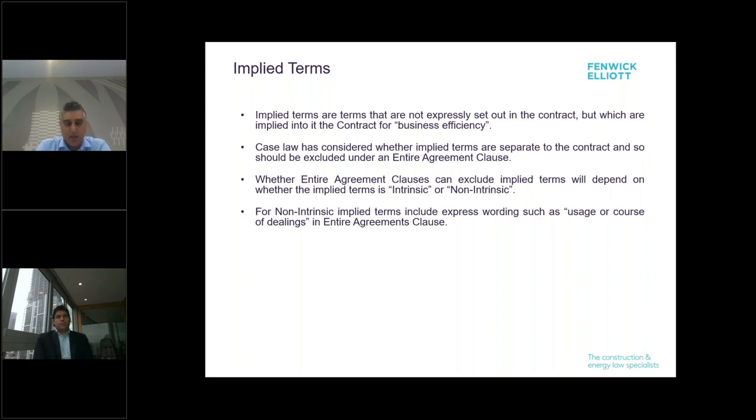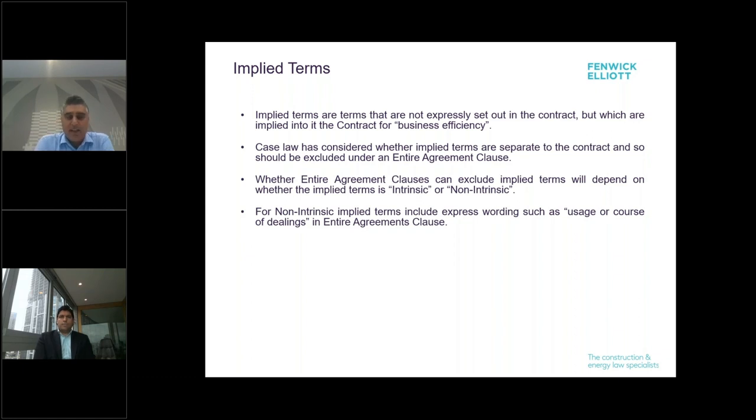implied term. Now, an intrinsic implied term is, as the name suggests, an implied term that is intrinsic to the actual agreement. It is considered to form part of the actual contract and therefore cannot be excluded. And that was, again, decided in the AXA Sun Life case.